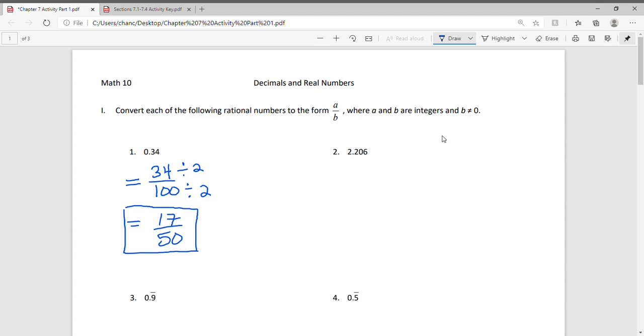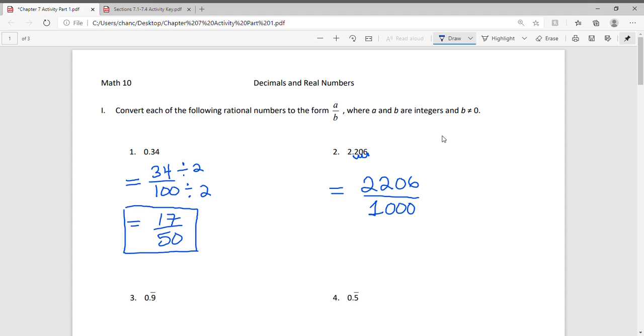For question 2, it's very similar. I look at the decimal places. This has 3 decimal places to the right, so this is 2 and 206 thousandths. So I could rewrite this as 2,206 divided by 1,000. So I'm just looking at how many places I need to make this a whole number. I need to move the decimal place 3 times to the right. So that's why I'm dividing by 1,000. I need 3 zeros. And if you're unsure, use a calculator. Divide 2,206 by 1,000 and you should get 2.206 back.